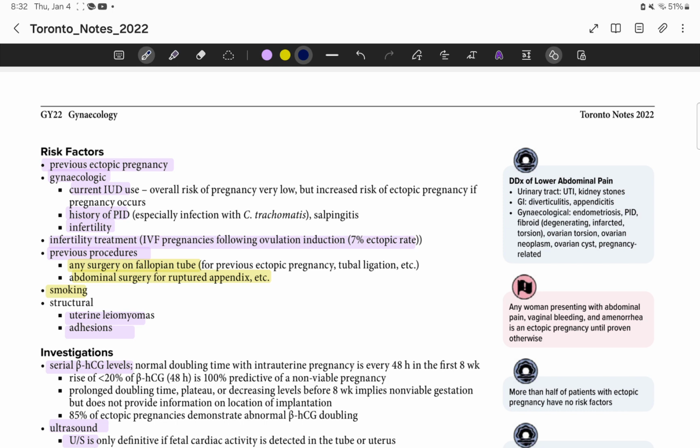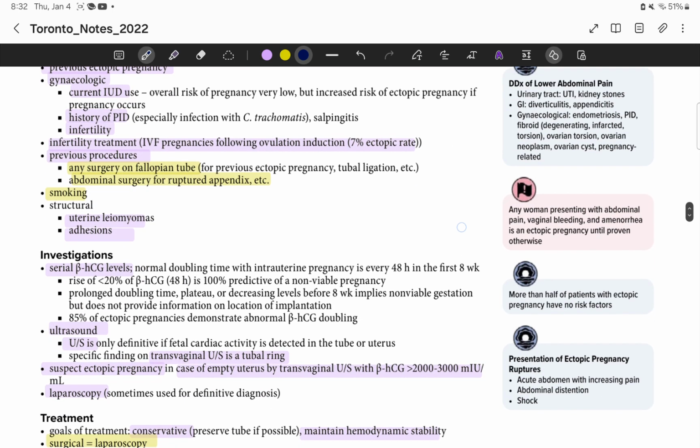Previous surgeries. Any surgery on the fallopian tube can be the cause. Abdominal surgery for ruptured appendix, smoking, and structural causes like uterine leiomyoma and adhesions. So those are risk factors.